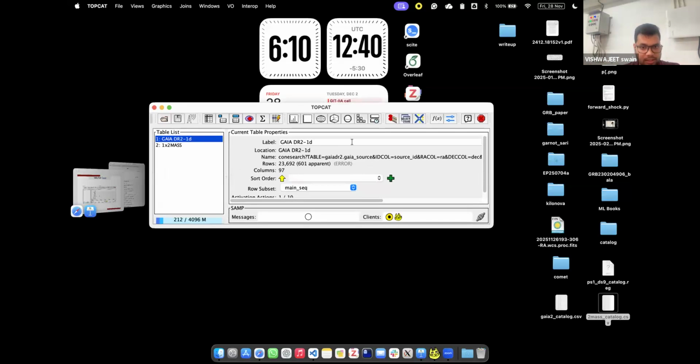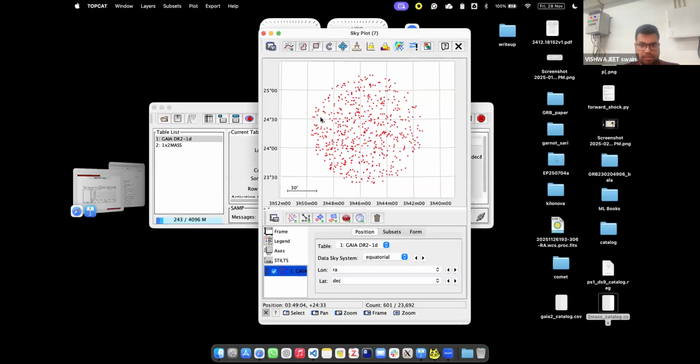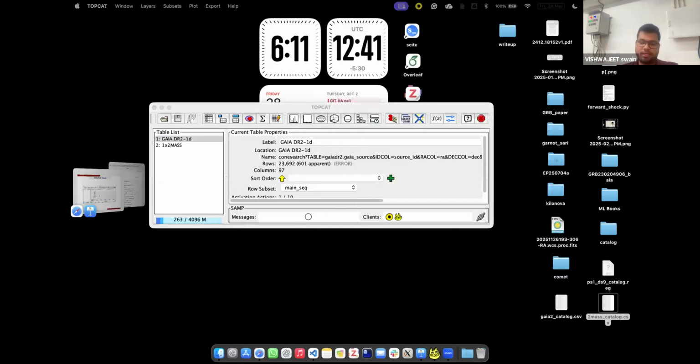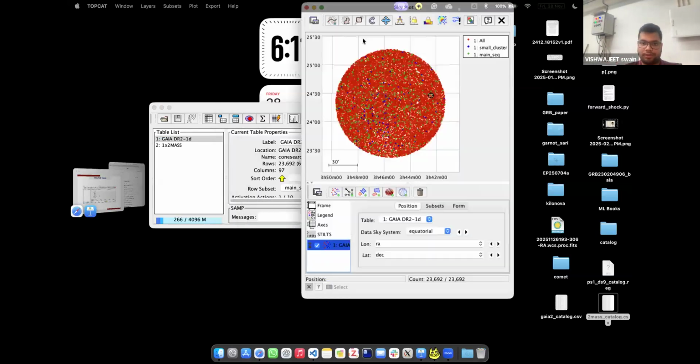Okay, so from a given table, we can plot multiple things. For example, if I want to plot a sky plot, we can load it and plot it as a sky plot. Let me check. Currently, I think I did a few of the steps, so it is showing a smaller number of rows. If you go through the same procedure that I am showing, then you will see something like this. Let me load that window.